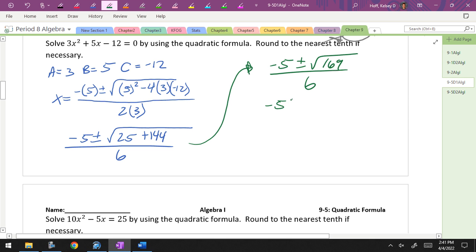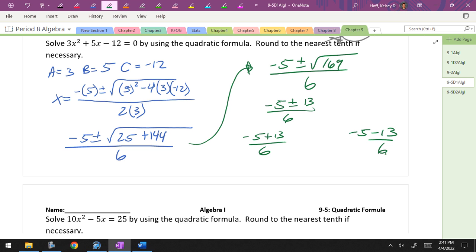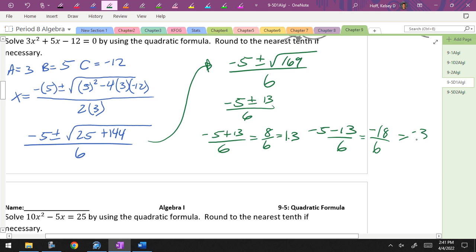13. So negative 5 plus 13 over 6, negative 5 minus 13 over 6. Now it says to round to the nearest tenth. So negative 5 plus 13 would be 8 divided by 6, rounded to the nearest tenth, 1.3. Negative 5 minus 13, negative 18, right? Divided by 6, negative 3.